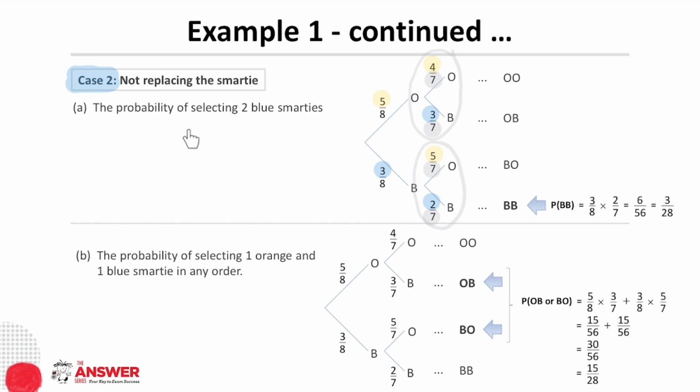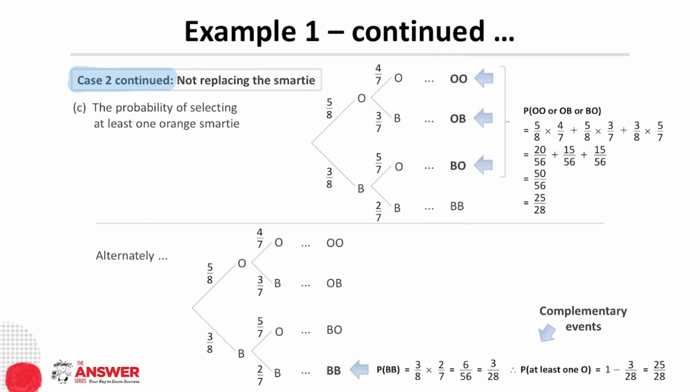The probability of selecting 2 blue Smarties when the first Smartie is not replaced is 3/8 times 2/7, which simplifies to 3/28. And then for B, the probability of selecting 1 orange and 1 blue Smartie in any order, the 2 paths are 5/8 times 3/7 and 3/8 times 5/7, and then we add these together, and this simplifies to 15/28.